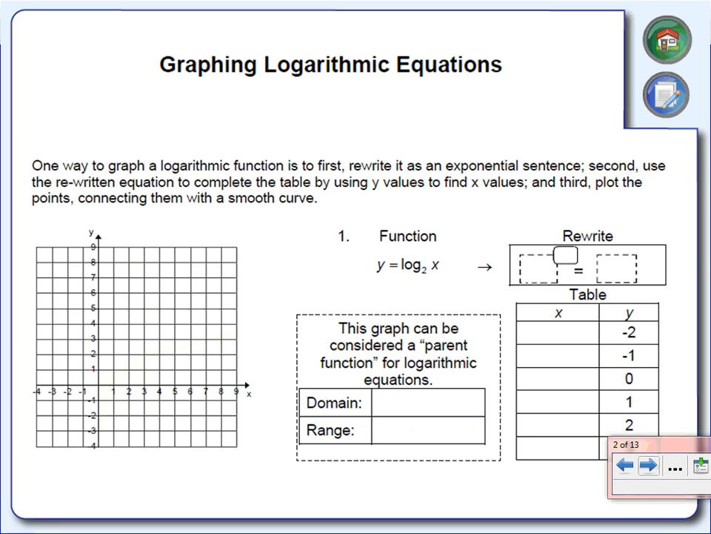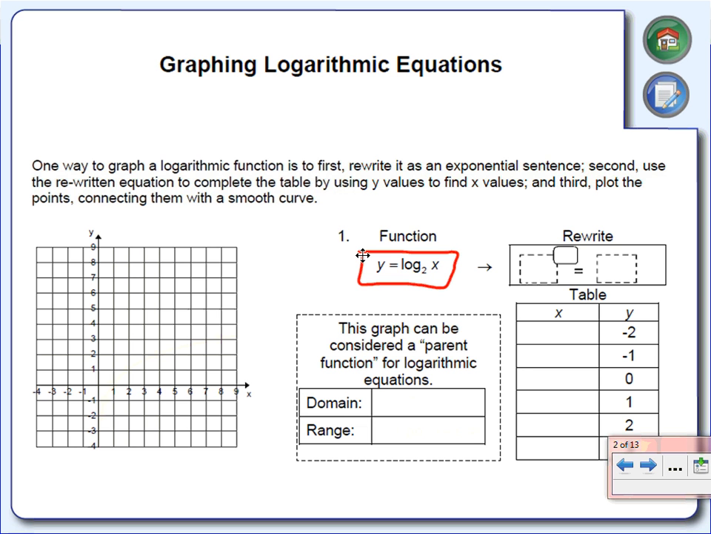The first thing we're going to do is graph y equals log base 2 of x. However, in order to graph that, the first thing we're going to have to do is exactly what we did yesterday, which is to rewrite it in the form of an exponential. So hopefully you guys still remember how we did that yesterday.